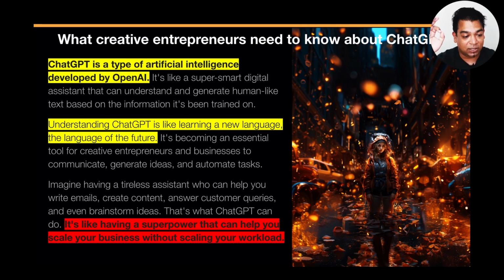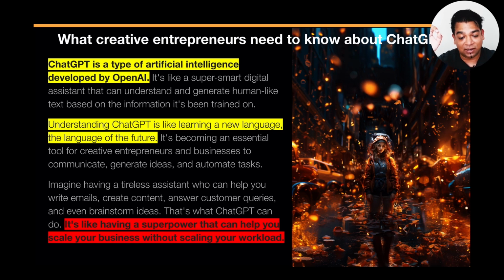It's like a super smart digital assistant that can understand and generate human-like text based on the information it has been trained on. That's why the size of the models are so important. And we talk about the parameters that it's trained on and the kind of data that it's trained on. That is why it is so important to have that data, because then it knows how to talk like a human and understand like a human.